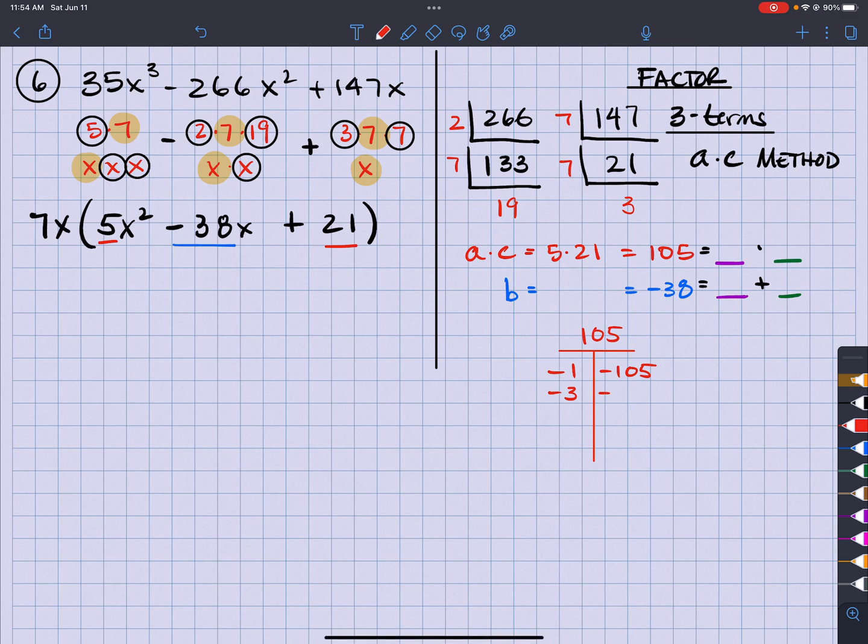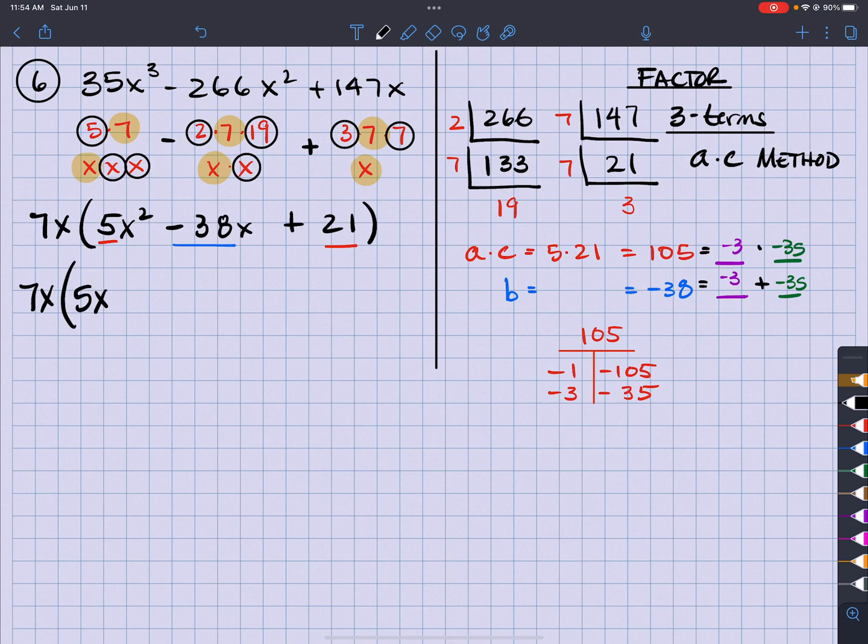Let me see. 3 goes into 10 3 times. 15, so it's going to be 5. Oh, look at that. It gave me my number right away. So my 2 numbers are negative 3 and negative 35. Oh, that's nice. Okay, so here's my 7x.